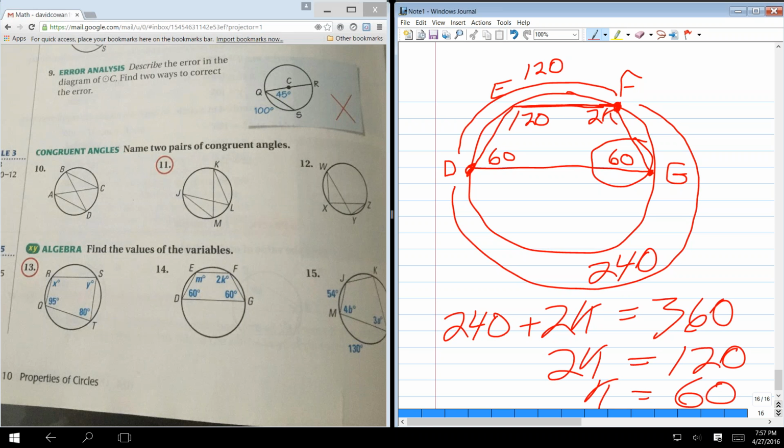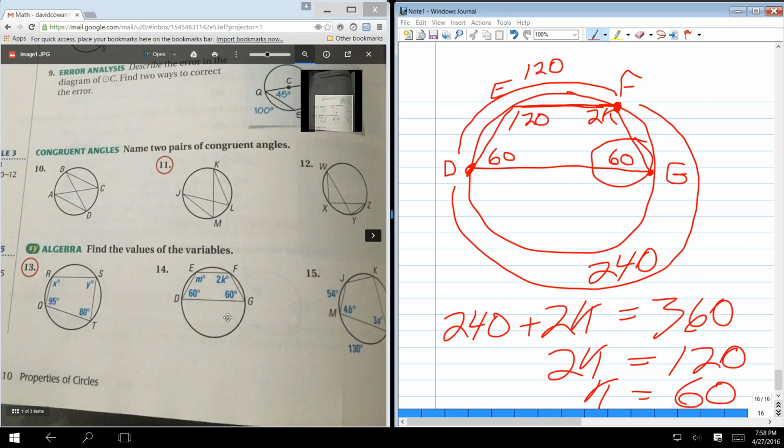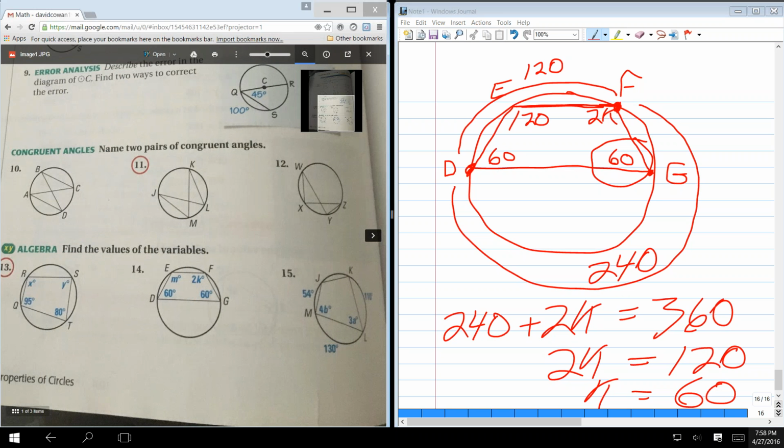Does that make sense looking at that angle? Yeah, it really does. That's an obtuse angle. K is 60, but that angle is 2K, so that angle would be 120, and that does look like a 120-degree angle. It does, yeah. All right. Let's do 15. Cool.